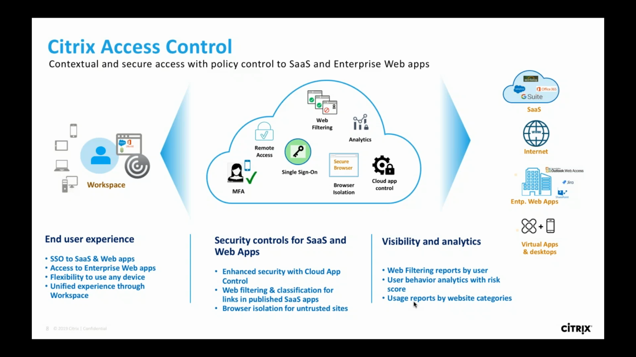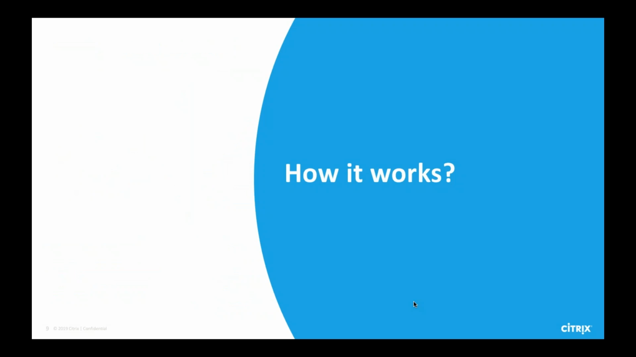So things like being able to add cloud app controls that are in line within the rendering of content, but then also bringing in native controls which allow you to have web filtering integrated into this process. So let's jump in and see how it all works and how access control as a solution is integrated into Citrix Cloud.